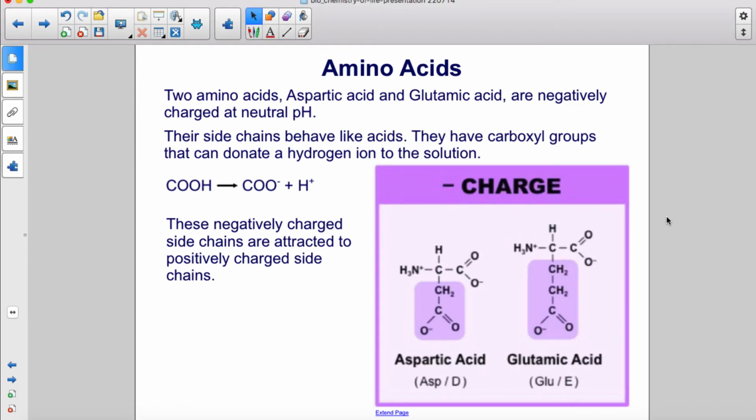2 amino acids, aspartic acid and glutamic acid, are negatively charged at neutral pH. Their side chains behave like acids. They have carboxyl groups that can donate a hydrogen ion to the solution. These negatively charged side chains are attracted to positively charged side chains.